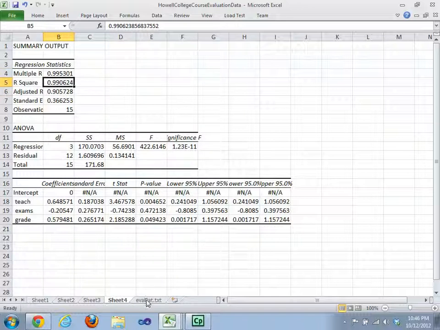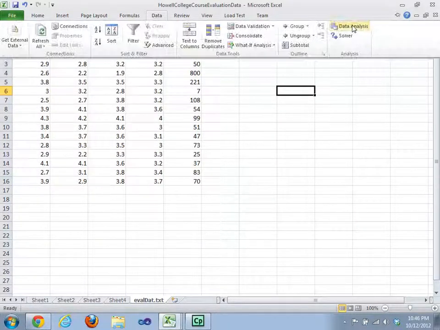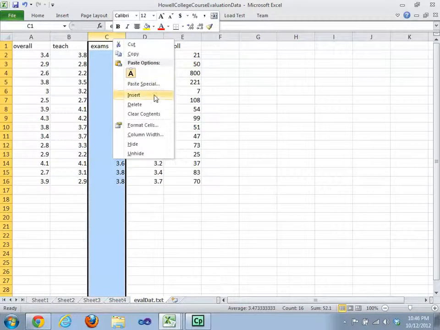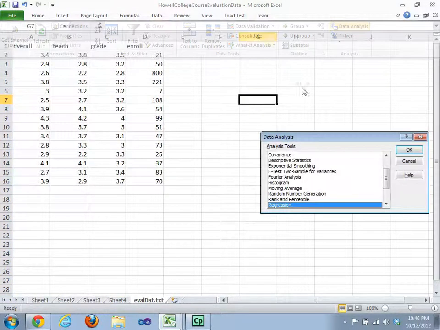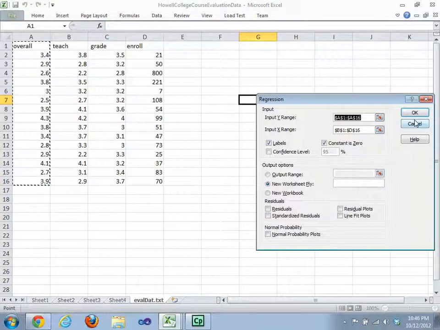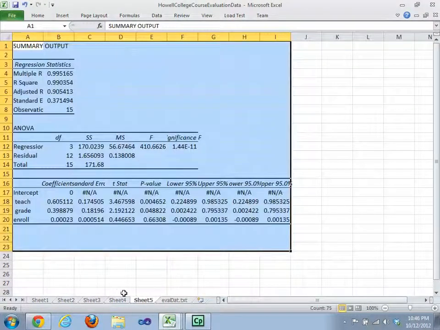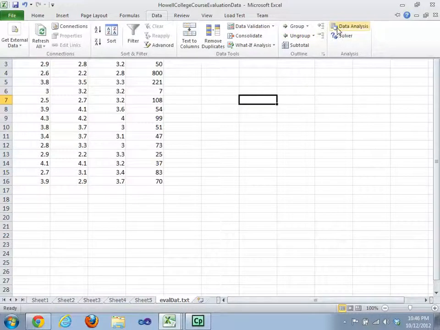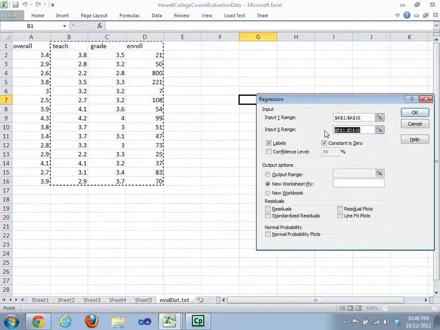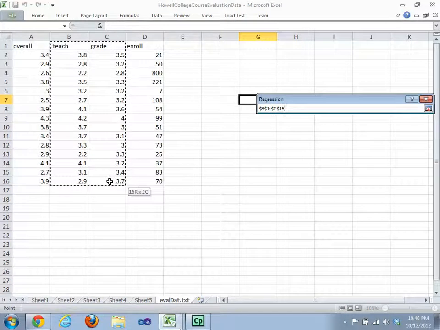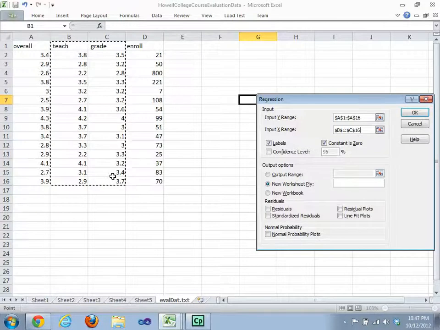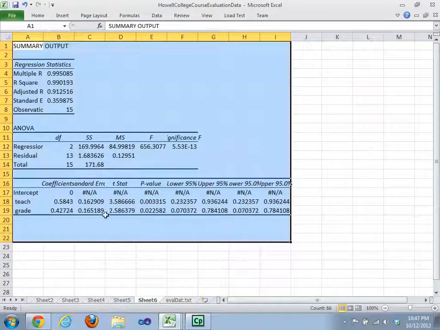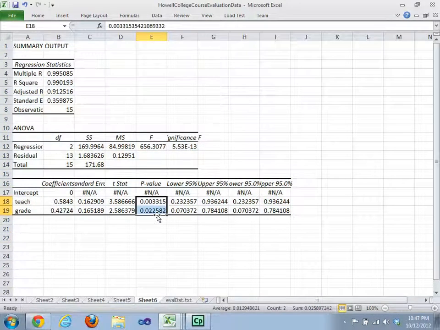So let me do the regression one more time, eliminating the exam score. So I'm getting rid of the exam score. Let me delete that column. Data, data analysis, regression. Wait a minute, I didn't do it right. Data, data analysis, regression, and my X range now only includes these 2 columns: the rating of the teaching skills of the teacher, and the anticipated grade. And okay, we got two good p-values. We have an R-squared of 99%.